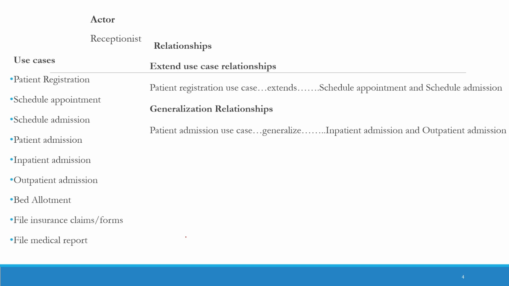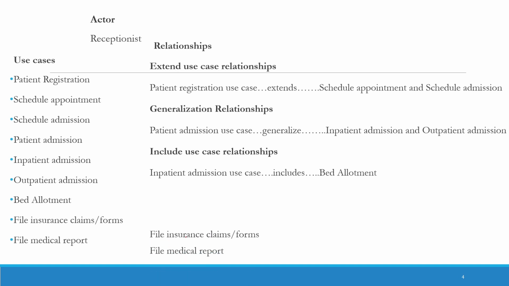The third type of relationship is the include use case relationship. Here there is a kind of mandatory relationship. The inpatient admission use case includes bed allotment. So bed allotment is done for the inpatient admission. This is another type of relationship. The rest of the relationships are simple associations. So these are the basic use case associations and relationships in the previous narrative. Keep this in mind. Next, we will draw the use case diagram using Visual Paradigm.